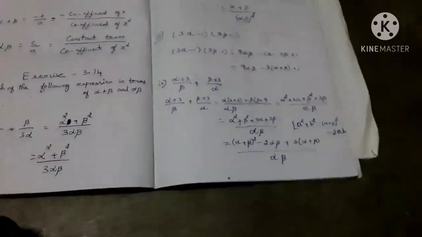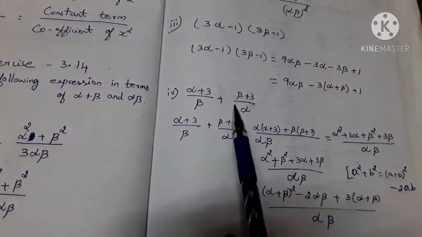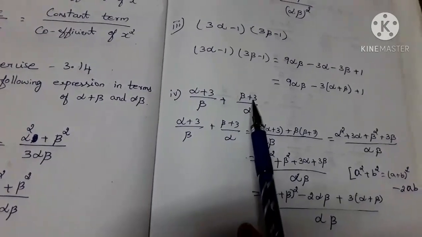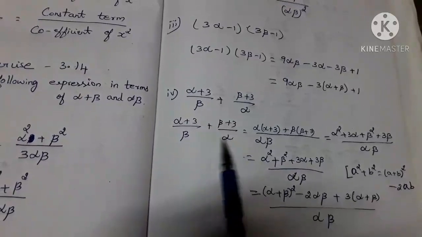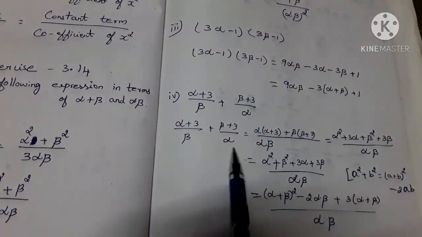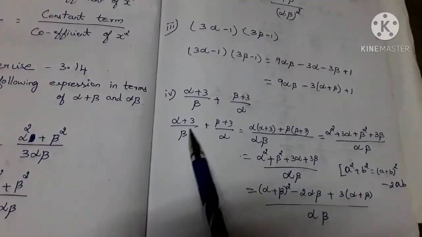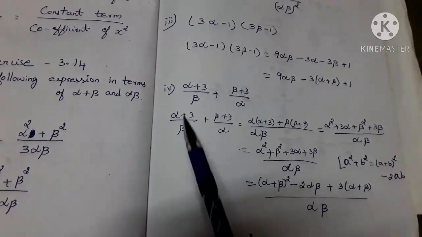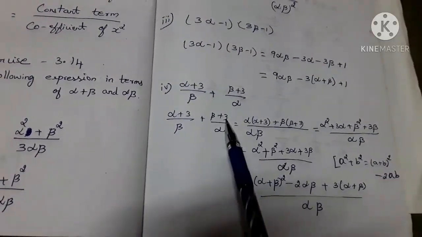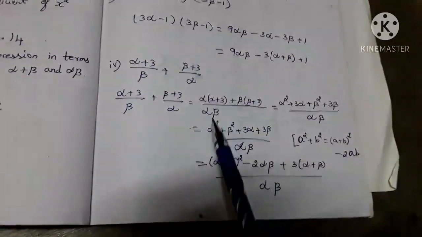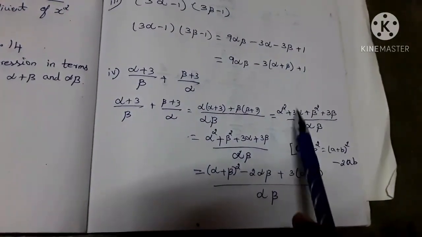Next, alpha plus 3 by beta and beta plus 3 by alpha. So these two we have to add. So here what do we take as the LCM? Here beta, here alpha. So we take alpha beta as the LCM. So here beta is there, we want to multiply by alpha. So what is not there, that we have to multiply. Here alpha is there, we have to multiply by beta. So if you multiply, alpha into alpha plus 3 is alpha square plus 3 alpha.